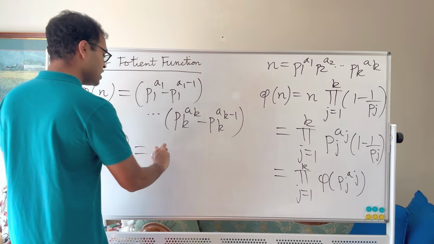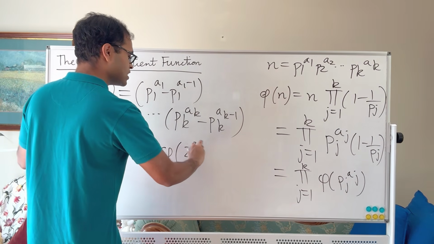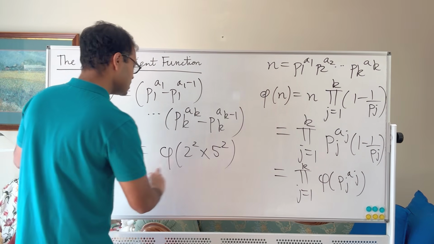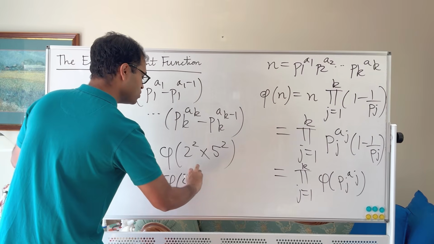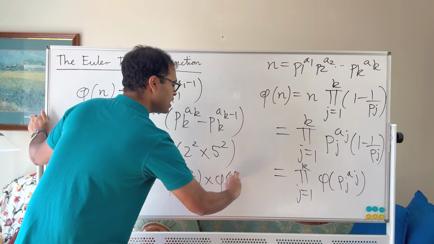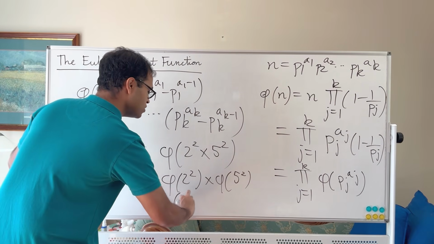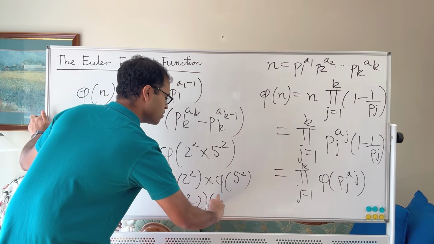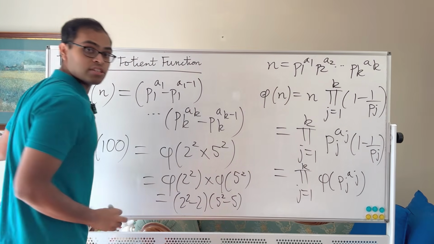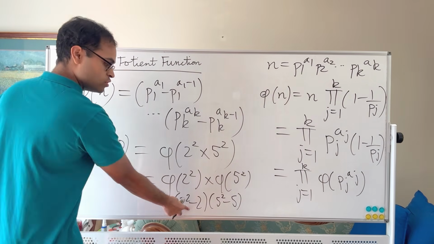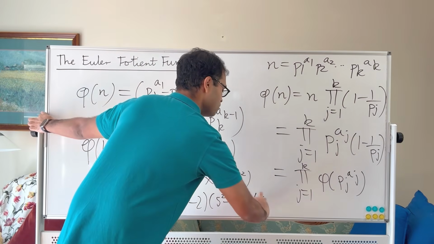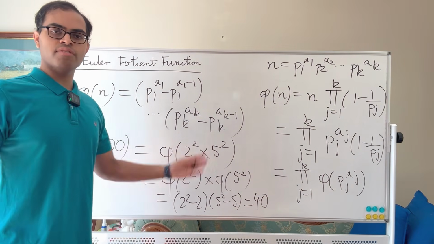Well, we know it's 25 times 4, which is 2 squared times 5 squared. So we can do this, which is then going to be phi of 2 squared times phi of 5 squared. And now we're almost done. This is going to be (2 squared minus 2) times (5 squared minus 5). And now that's just 20 times 2, so it's going to equal 40. Pretty cool, right? We just found out what phi of 100 is.